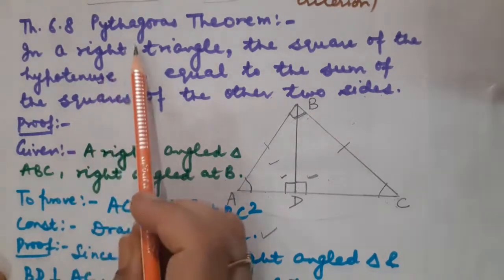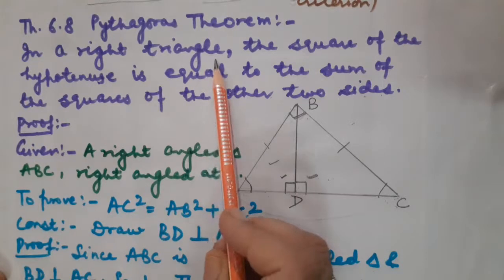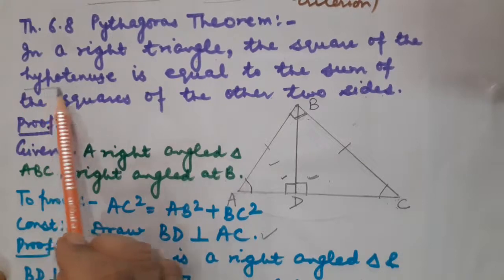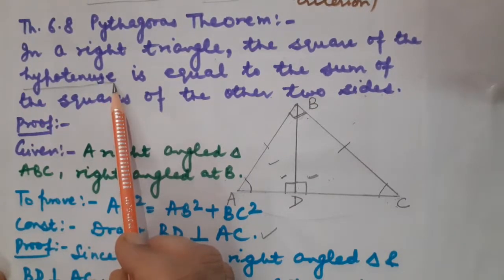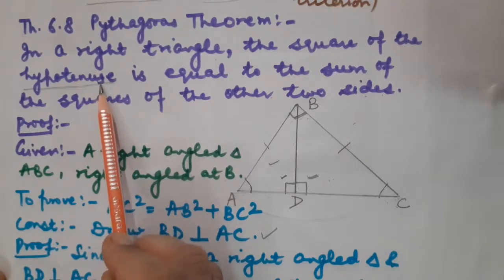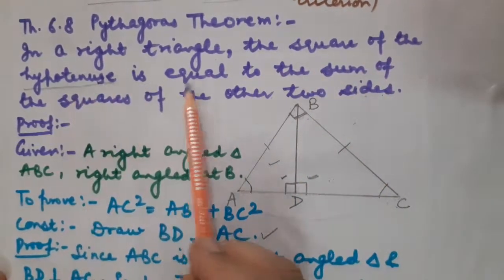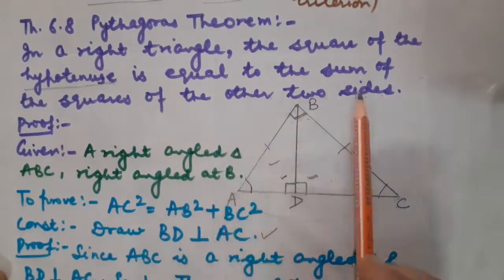So children, our first topic is, first of all, we are going to recall the statement of Pythagoras theorem. So what does Pythagoras theorem say? In a right angled triangle, the square of the hypotenuse. You know what is hypotenuse? Hypotenuse is the biggest side of a right angled triangle. It is basically that side which is just opposite of 90 degree. The square of the hypotenuse is equal to the sum of the square of the other two sides.